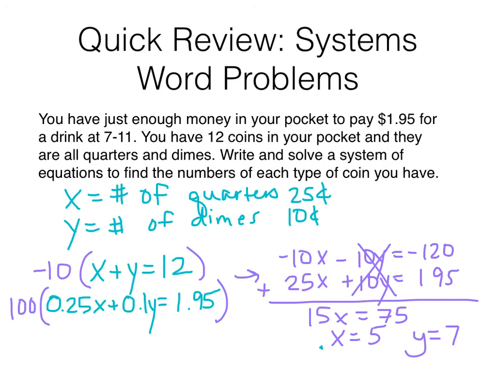Because the answer to the question is, let's use a different color. The answer is, I have 5 quarters and 7 dimes. That's the answer to the question.